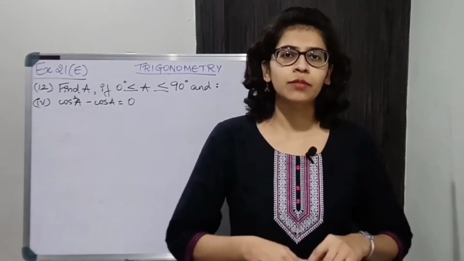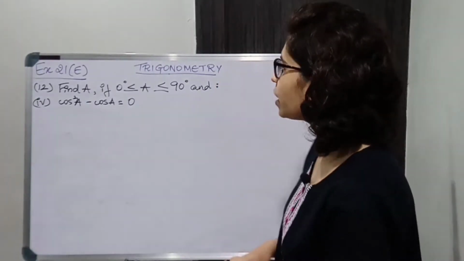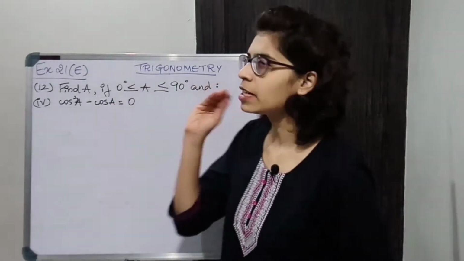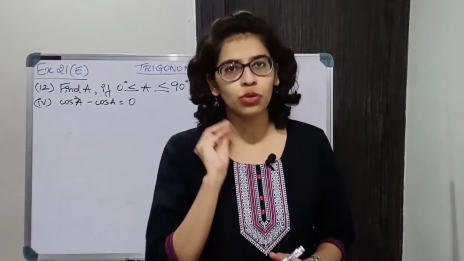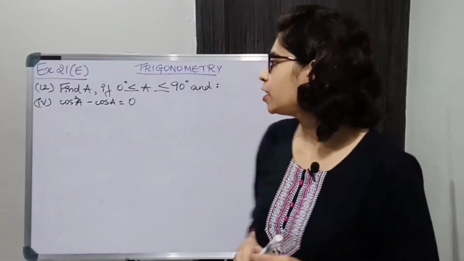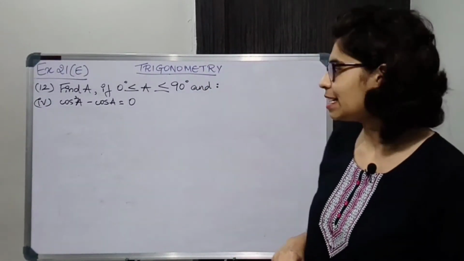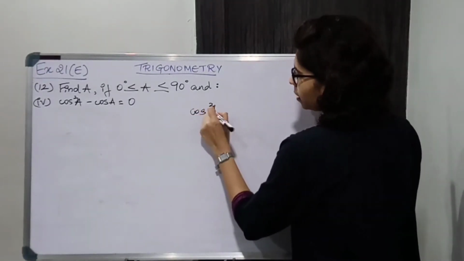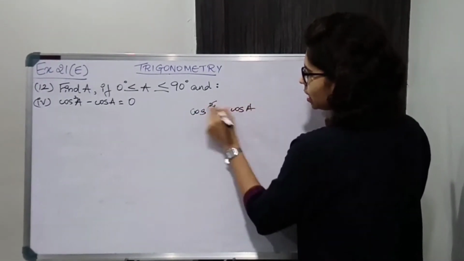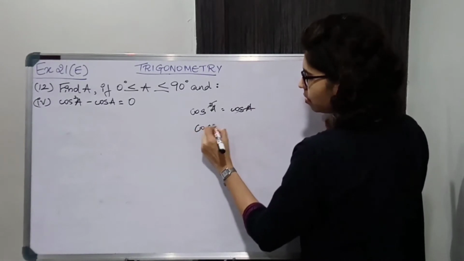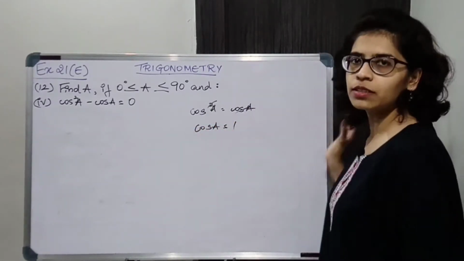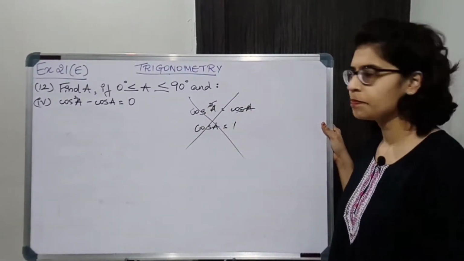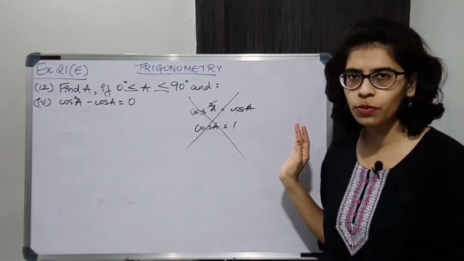Alright. Coming to sub question 4, cos square A minus cos A is equal to 0. Now you have to consider this like a quadratic equation and solve it. You know quadratic equations, so this is very easy. Now some of you might solve it like this: cos square A is equal to cos A. Cancel cos A, you are left with cos A equal to 1. This is the wrong method. You are not supposed to solve like this. You cannot cancel cos A like this over here.